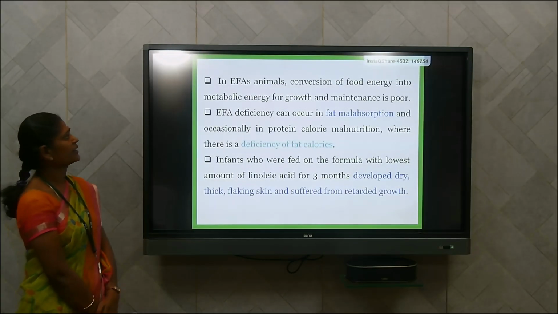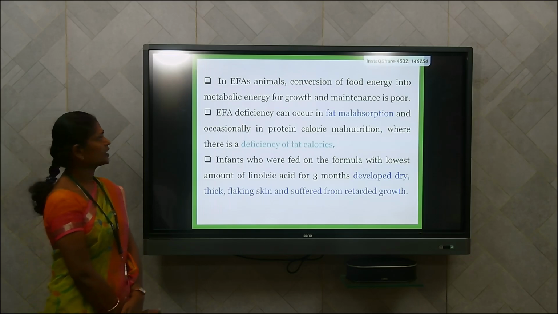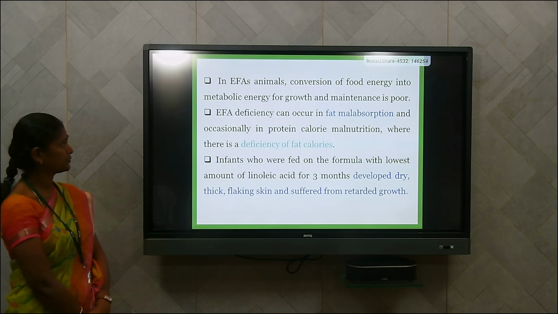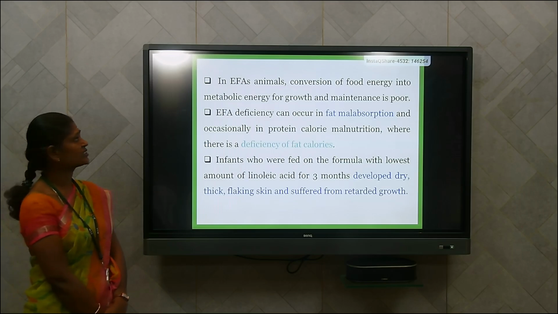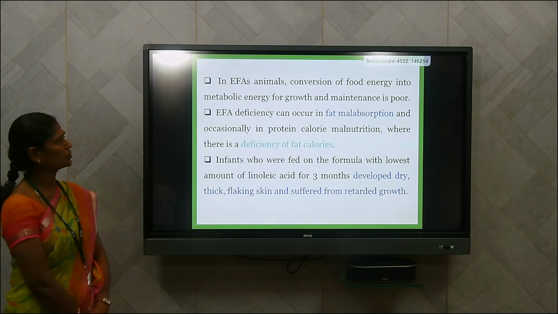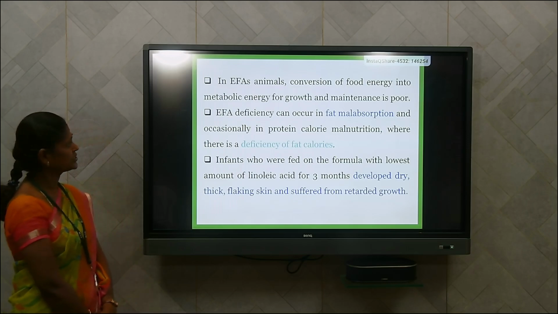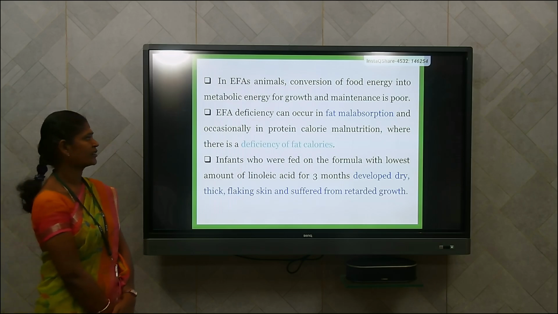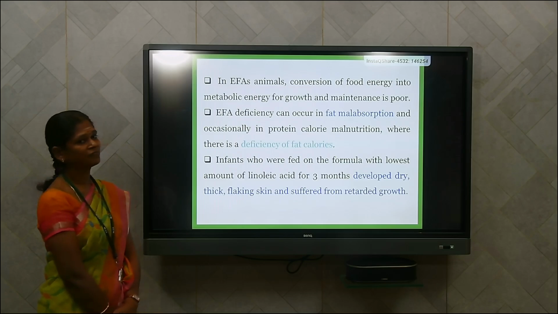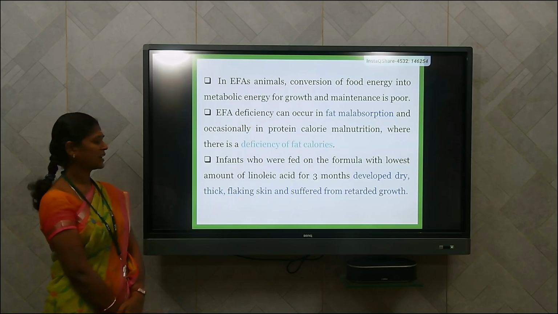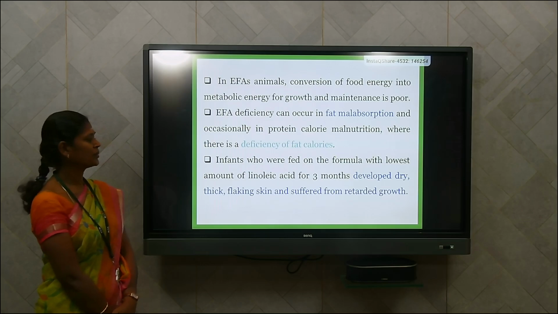In animals, it has been found that the conversion of food energy into metabolic energy for growth and maintenance is poor. So deficiency of essential fatty acid leads to poor growth and maintenance, especially of metabolic energy, and essential fatty acid deficiency can also occur in fat malabsorption. This occurs occasionally in protein calorie malnutrition, where there is a deficiency of fat calories. Infants who were fed on a formula with the lowest amount of linoleic acid for 3 months developed dry, thick, flaking skin and suffered from retarded growth.